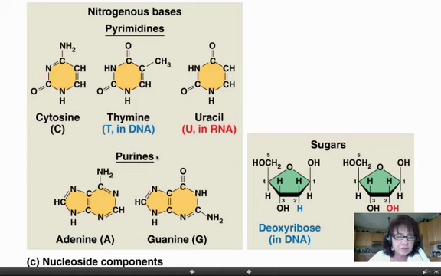The purines, on the other hand, are A and G. They are a double ring structure, and they have the shorter name. Don't know if that works for you, but it works for me.